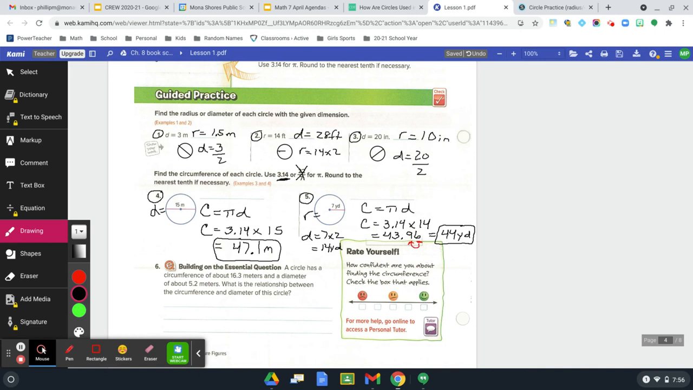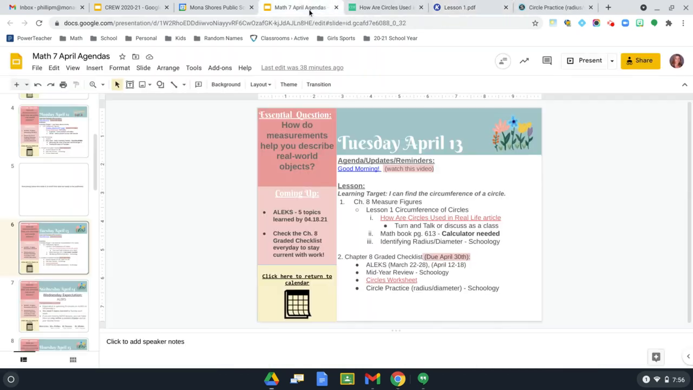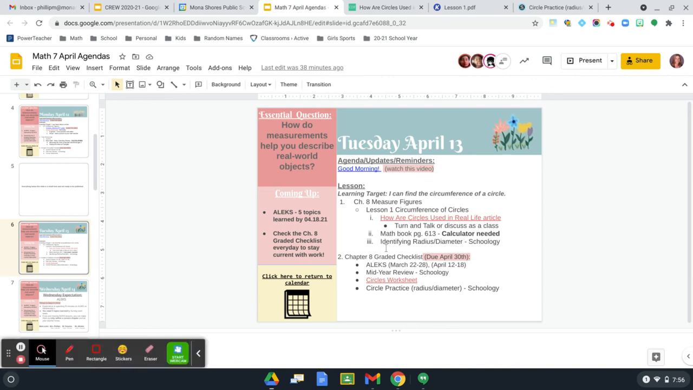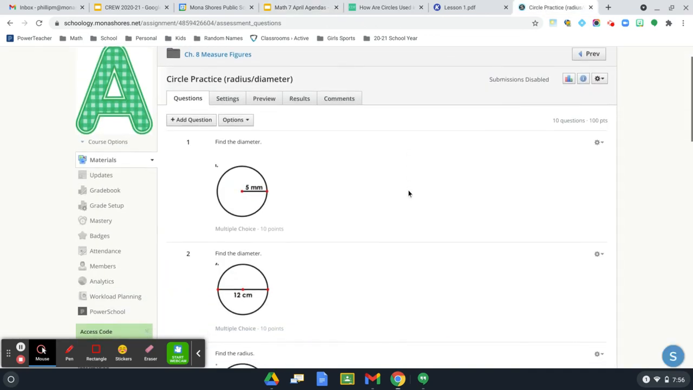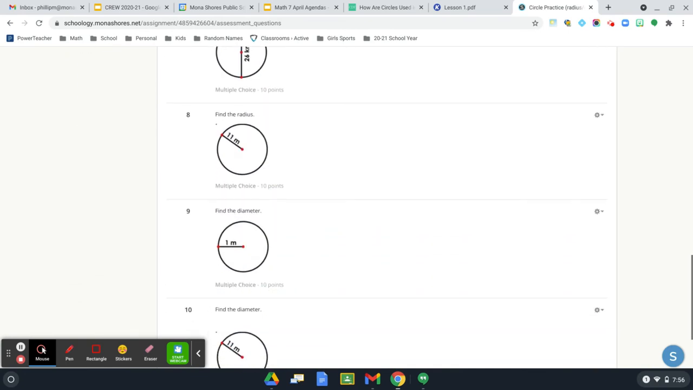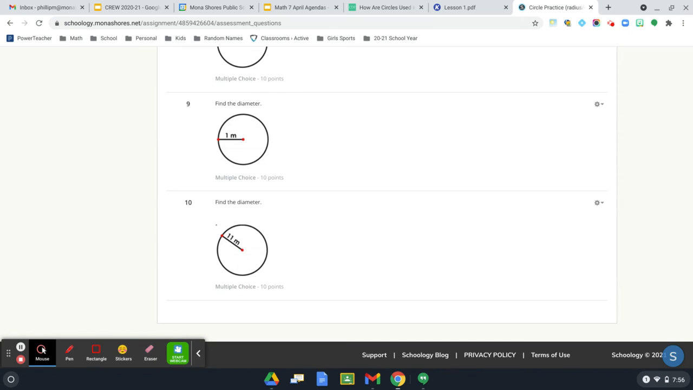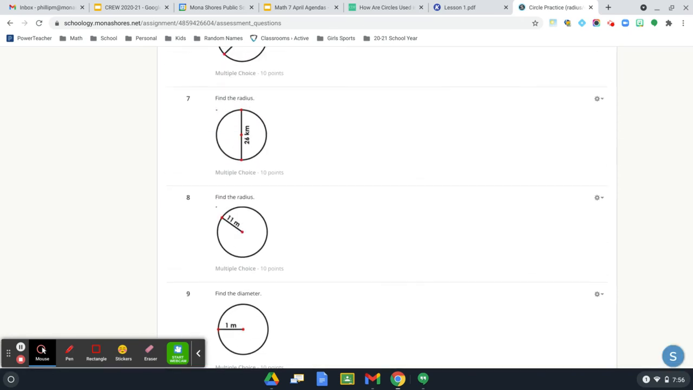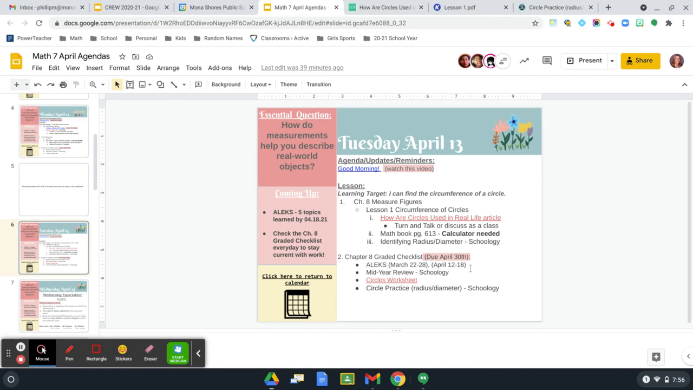So I actually want to stop here because, like I had said, let me come back to the agenda. At this point, what I want you to do is go into Schoology and practice this identifying radius and diameter. Go in and do these 10 questions here and find the radius or find the diameter. Just again, to understand and practice and know that you understand how to find them. So that'll be the last thing that you're doing today. And then after you're done, just look at your chapter 8 graded checklist. There we go. To make sure you're on track.